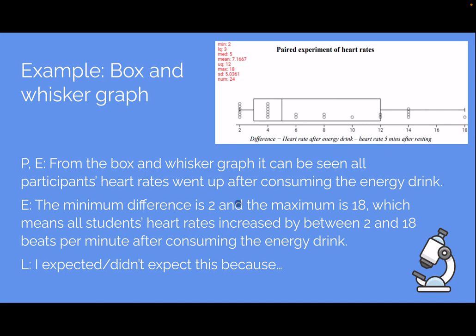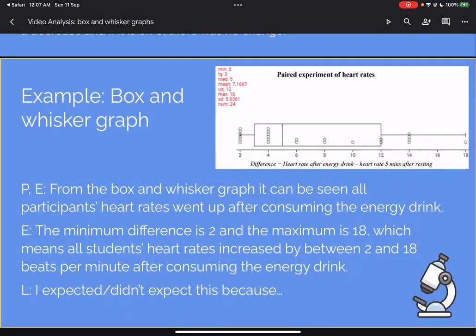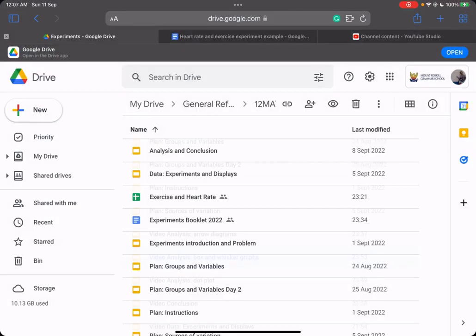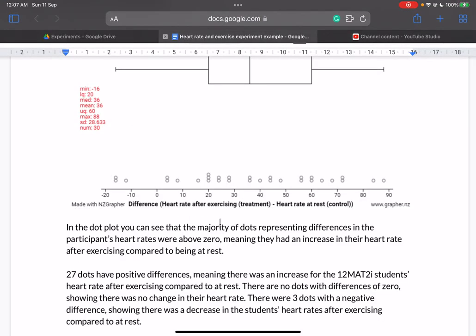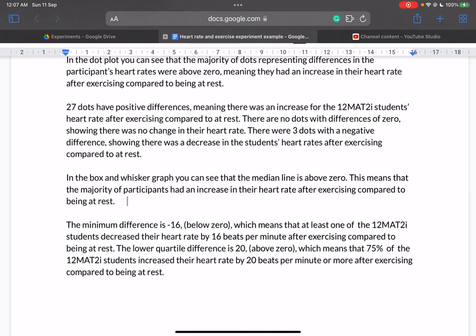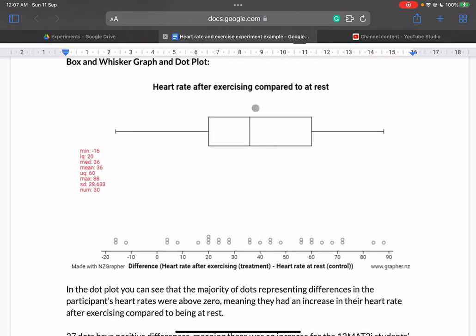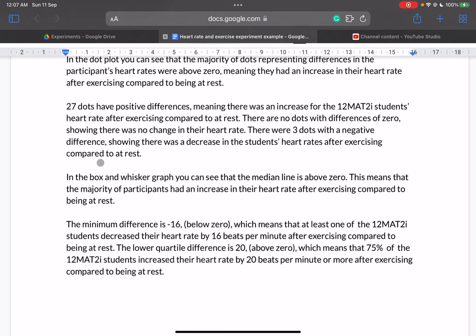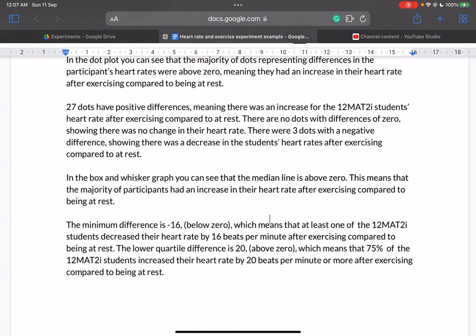I'll show you the example from the heart rate and exercise investigation that we've been looking at. So here we've got our dot plot and our box and whisker graph. So this is the box and whisker graph analysis. In the box and whisker graph, you can see that the median line is above 0. So here's our median. Our median's 36.